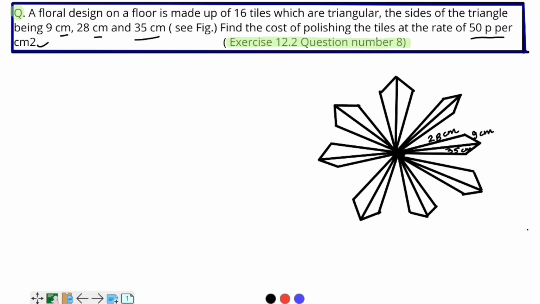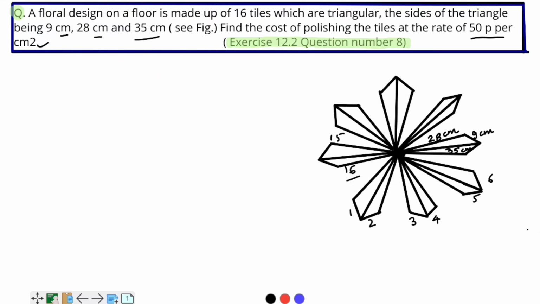Okay, so this is the question, and the figure is here. I have drawn the figure. Now this is the floral design on the floor. Now there are 16 tiles. If you see number 1, number 2, number 3, number 4, you can see like this, number 5, number 6. There is a partition in between here like this. So 5, 6, 7, 8, 9, 10 up to 15, 16, it will go like this. 16 tiles there are, and all the tiles are same in size and shape. The dimensions are all same.